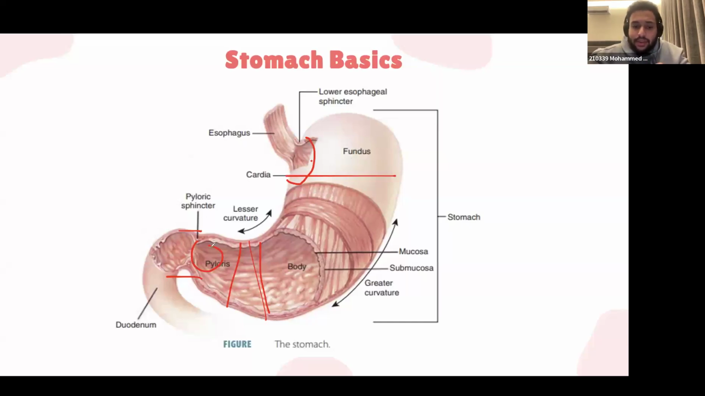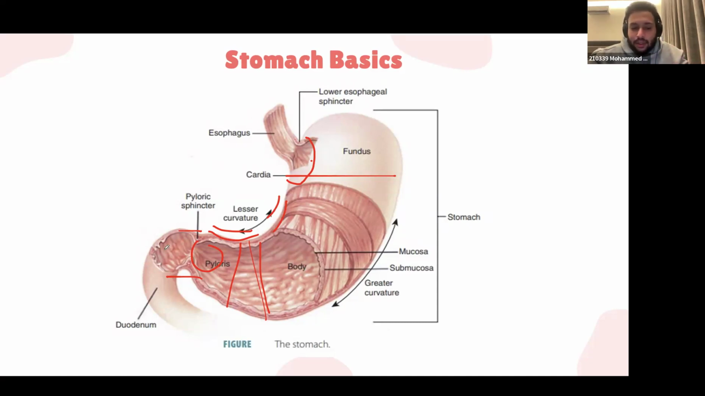Number three, what artery will be right here, or around this area? Left and right gastric. Typically, the left gastric is very close. So if you have something over here like an ulcer, it can damage this artery and cause bleeding. That's another concept of the stomach anatomy.